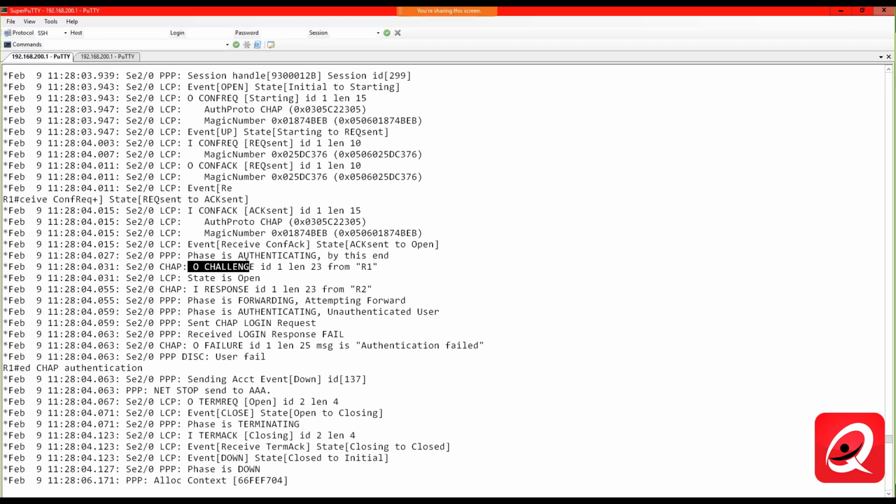So here's our outbound challenge. So let me explain what's happening in this particular case. Login failed, authentication failed, user failed, CHAP authentication. I'll have to find out why that's happening. But essentially what's happening in this particular case is R1 is sending a challenge.